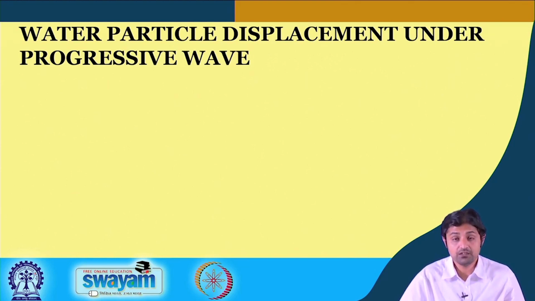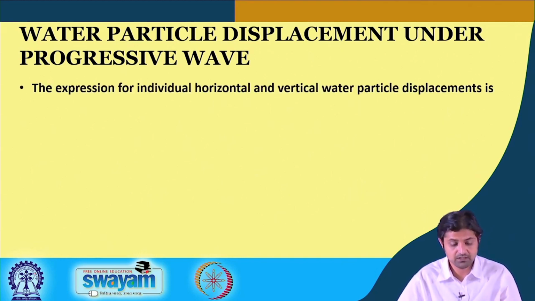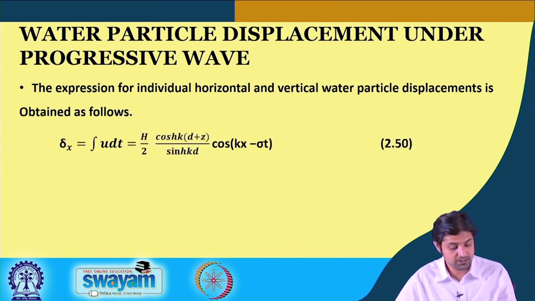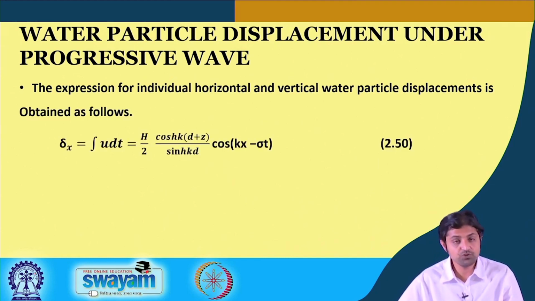So, we have studied the velocity potential, we have found out the velocities under the progressive wave, we have found out the acceleration. Now, importantly, we have to find out the water particle displacement. Water particle displacement is nothing but the integral of u dt and w dt in the x and z direction respectively. So, the expression for the individual horizontal and vertical particle displacement is the integral of u dt. u we already know in terms of cosh before.